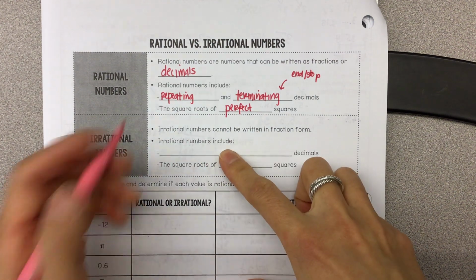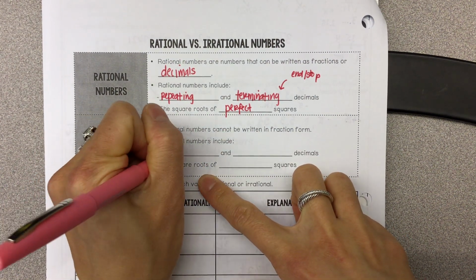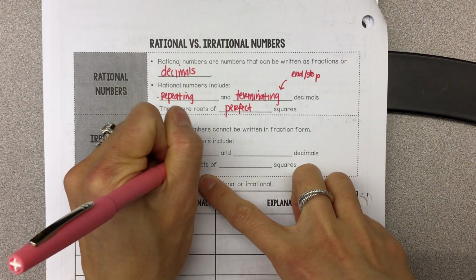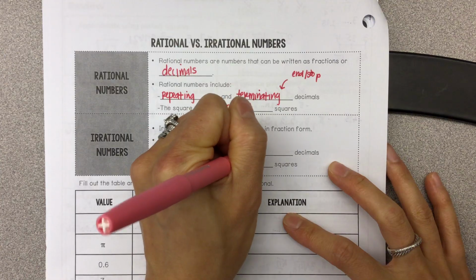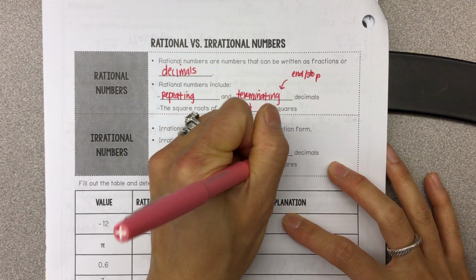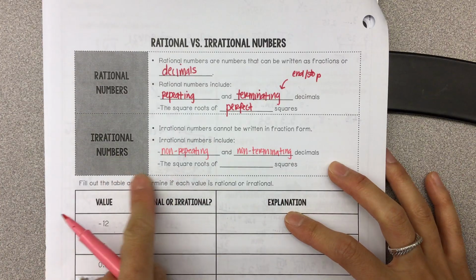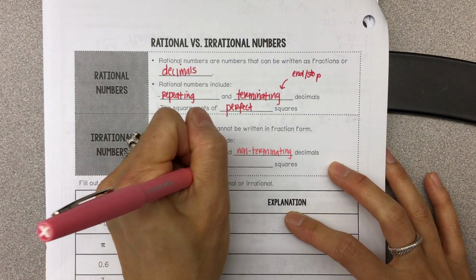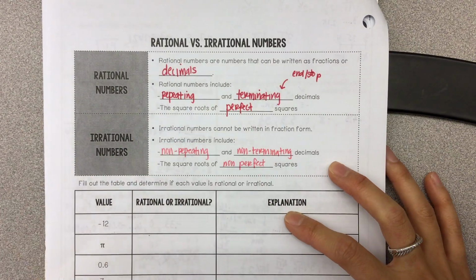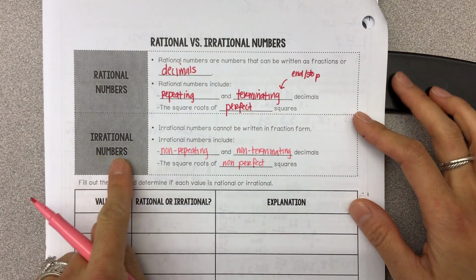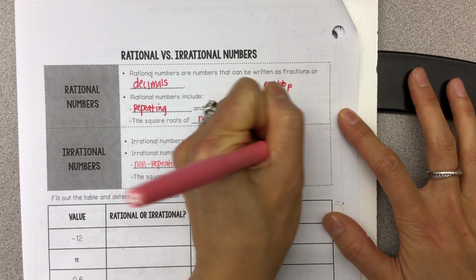Okay, then irrational numbers cannot be written in fraction form. Irrational numbers include non-repeating and non-terminating decimals. And irrational numbers are also the square roots of non-perfect squares.